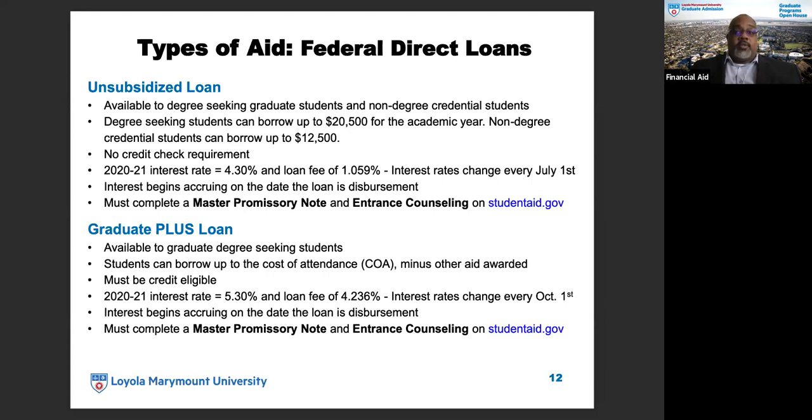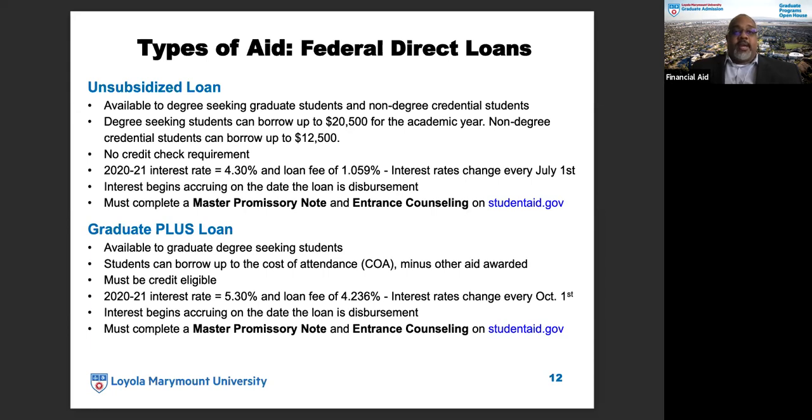Interest rates for the loans change every year on July 1st. The interest begins accruing on the date that the loan is first disbursed to your student account to pay for your expenses, which is typically 10 days before the start of the fall semester and right before the start of the spring semester. So as soon as school starts, your loan is beginning to accrue interest. In order to receive an unsubsidized loan, you have to complete a master promissory note and undergo entrance counseling, which explains the entire process of applying for a student loan, and those are both available at studentaid.gov.